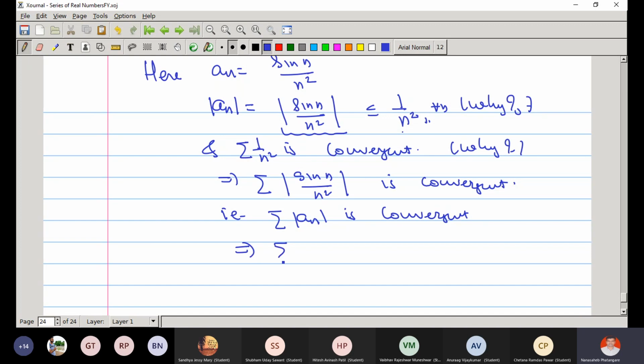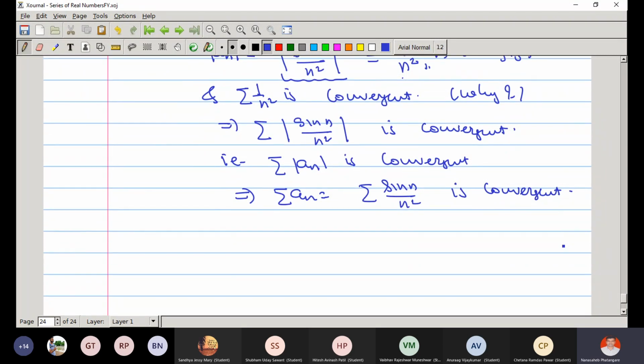But from this, can we say that an, which is sine n upon n square, is convergent? Yes. If we remove the absolute value, then it also converges. If the absolute value series is convergent, then if you remove the absolute value sign, it is also convergent. That is what the theorem says. Is whatever I am saying clear?